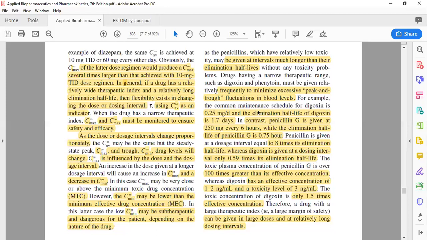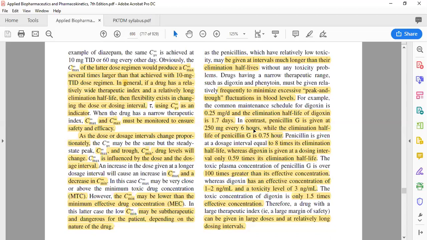So the common maintenance schedule for digoxin is very low as compared to other wide therapeutic index drugs. You can see 0.25 milligram per day, because the elimination half-life is around 1.7 days. But if you see penicillin G, it is given at 250 milligram every 6 hours. You can see this half-life. The half-life of penicillin is less than 1 day, 0.75 hour.